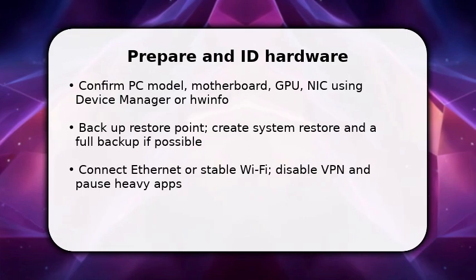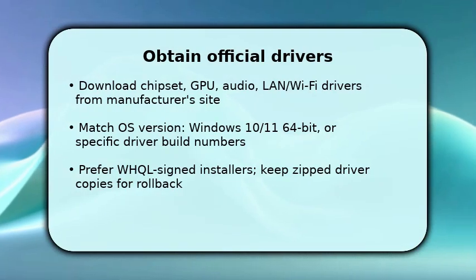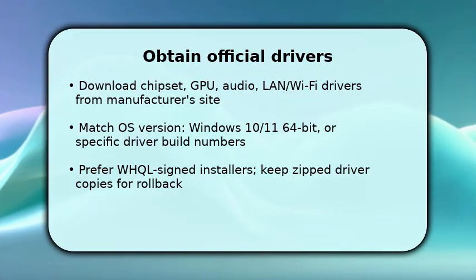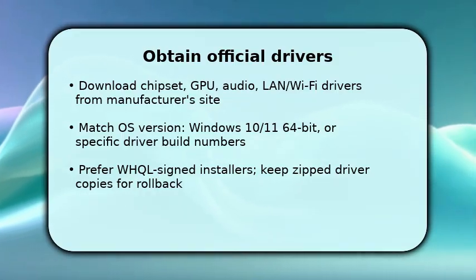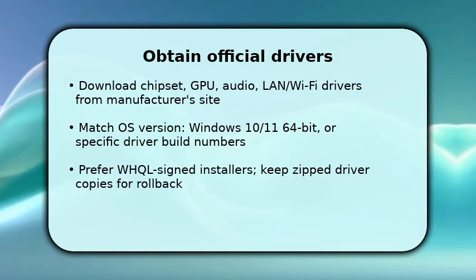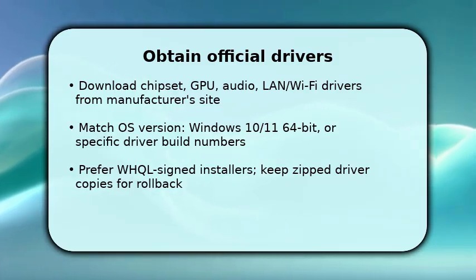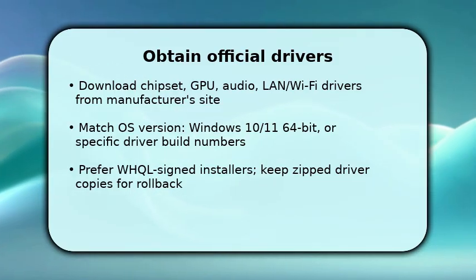Next, get the right installers. Go to OEM or component maker sites and download chipset, graphics, audio, and network drivers that match your OS and build. You want WHQL signed packages when possible because they're tested and integrate with Windows Update.